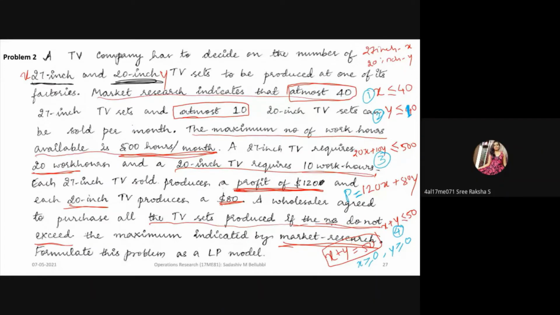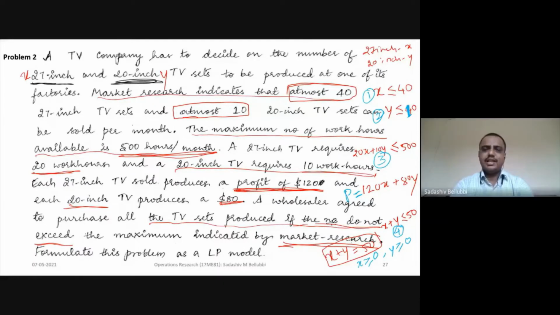But why are we adding it? So you can write it like this only. X should be less than or equal to 40 and Y should be less than or equal to 10. Okay, that is one constraint. X should be less than or equal to 40 is one constraint because the market research indicates that a maximum of 40 TVs can be sold. So the X value should not be 41. It should be only 40.